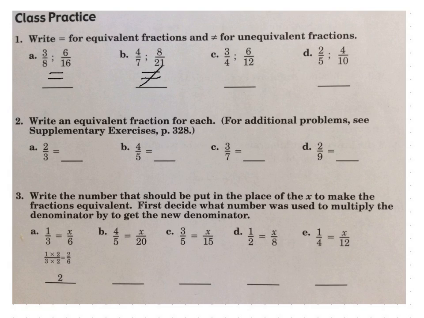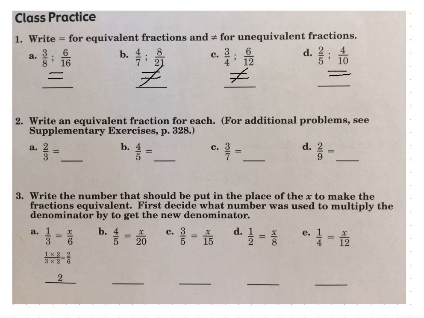Okay. 3 times what will equal the 6? 3 times 2 will equal 6. So then we need to do 4 times 2. And does that equal 12? No, it doesn't. So this again is an unequivalent fraction. Okay, D. 2 times what equals 4? 2 times 2 equals 4. So now let's multiply the bottom number by 2 also. 5 times 2, does it equal 10? Yes. So this one is equivalent fractions.